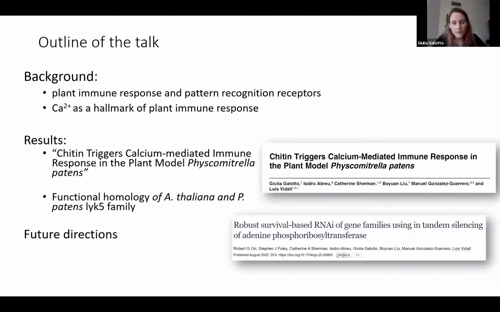In the results part, I'll talk mainly about the results of the paper that we recently published in MPMI. And then I'll present some data that are relevant to this story, but that were published as part of a different paper recently from our lab. And then we'll conclude by discussing the future directions.